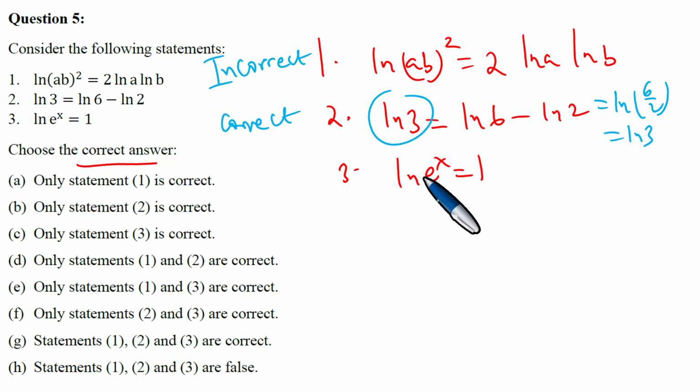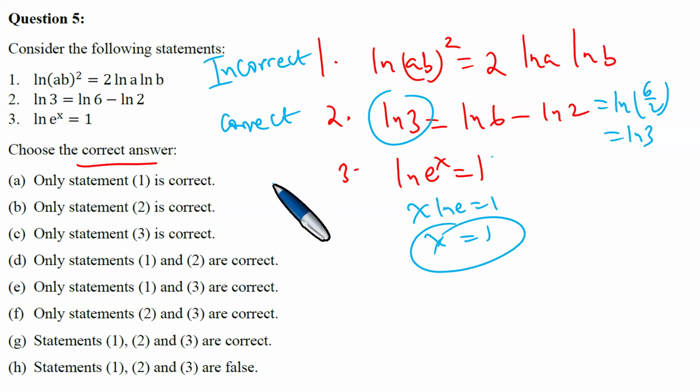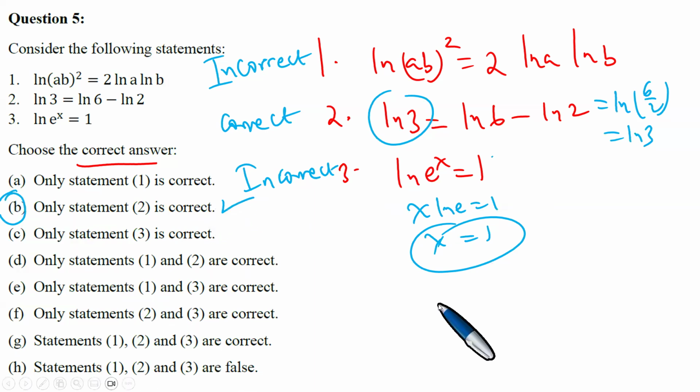And now the ln of e to the power x is actually x ln e, and ln e is 1, so this is x, and it is not equal to 1. In other words, that is also incorrect. As a consequence, we're asked to choose the correct answer, and the correct answer should be the one that says that statement 2 is correct. So it is obviously option B there. Right, and we move forward.